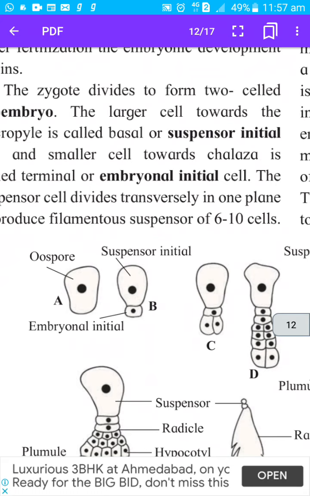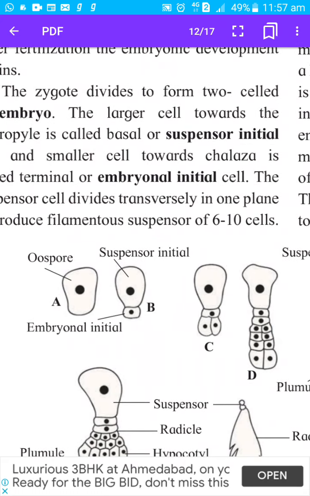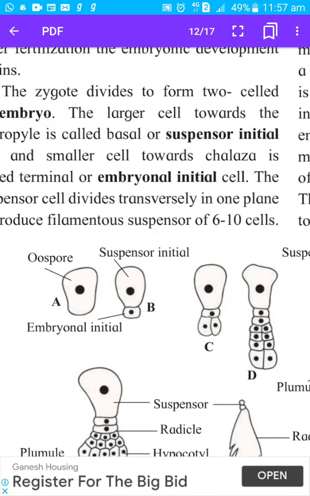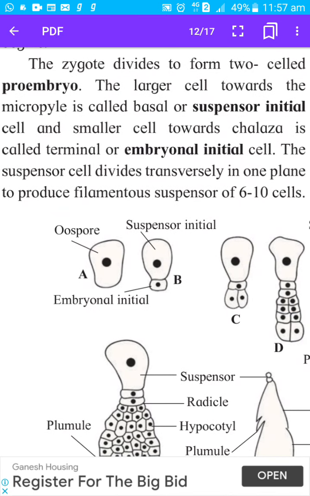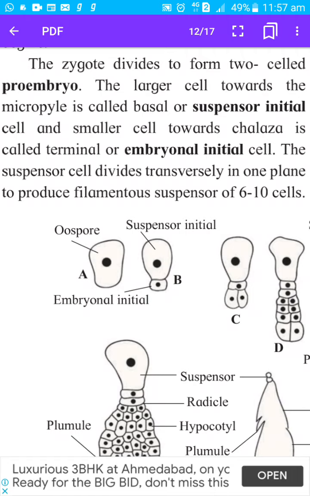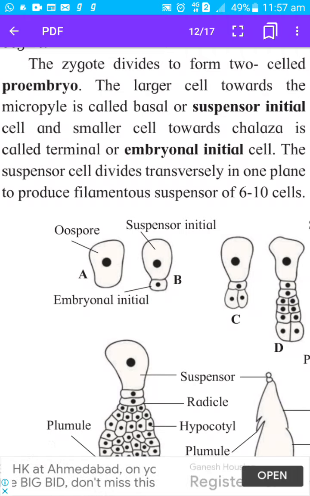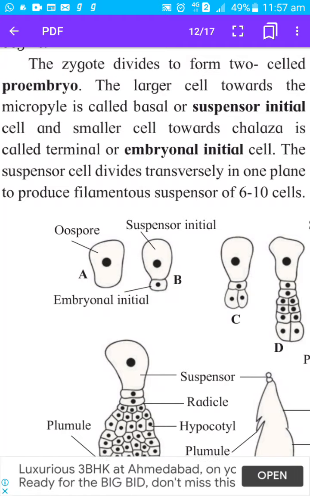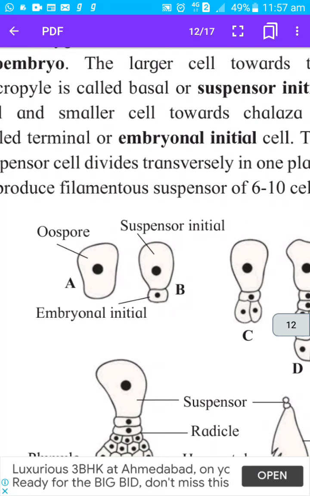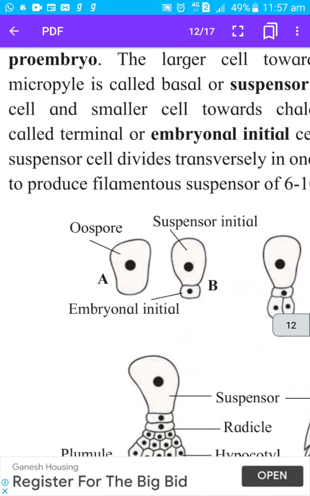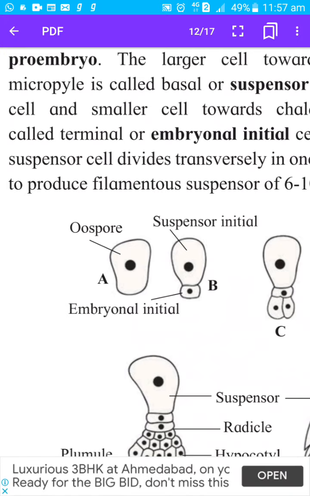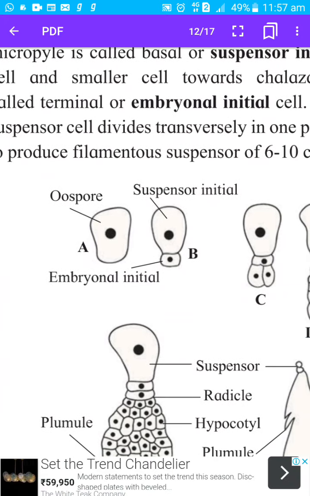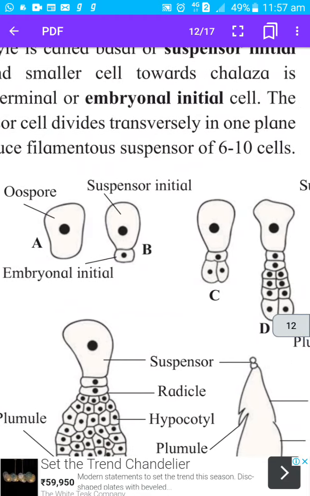The zygote divides to form a two-celled embryo. The larger cell toward the micropyle is called the basal or suspensor initial cell, and the smaller cell toward the chalazal end is called the terminal or embryonal initial cell. Okay, so the larger cell, as shown in the diagram, which is toward the micropyle end, is called the suspensor initial, and the smaller one toward the chalazal end is called the embryonal initial. So two cells are formed in the first step.